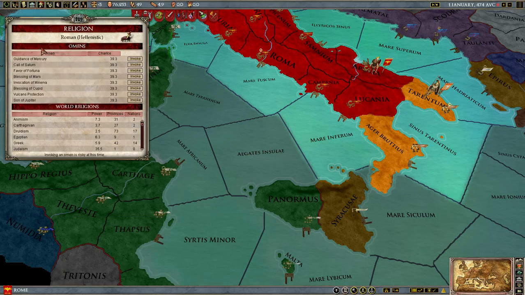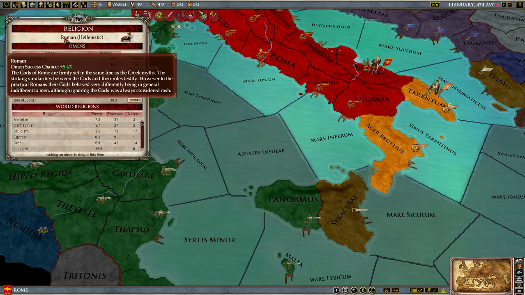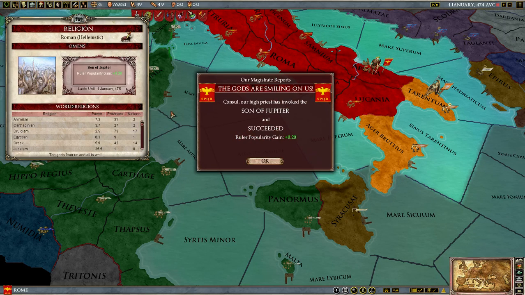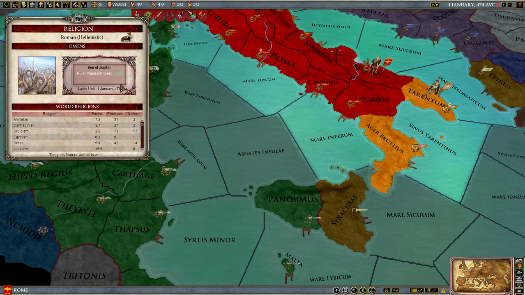Next up we have the religion tab. This shows your state religion, the omens that you can invoke, and their chance of success. What omen shall we fail at today? Son of Jupiter! Holy shit, we were successful. A successful omen, of course, grants positive popularity gain, or, well, it grants whatever the omen was. Some omens grant improved fertility and population growth. Others grant improved trade income.